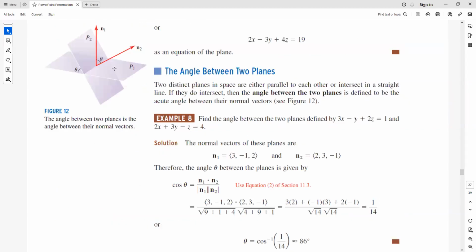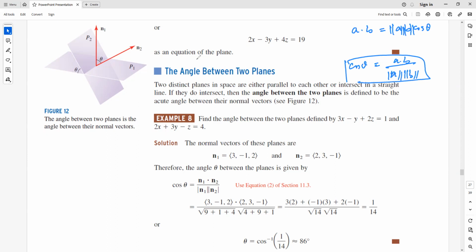Now the angle between two planes. To find the angle between two planes, we can use the definition of the dot product, that is A dot B equals the norm of A times the norm of B times cos theta. So cos theta equals A dot B divided by the norm of A times the norm of B.